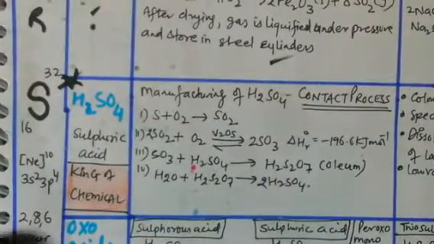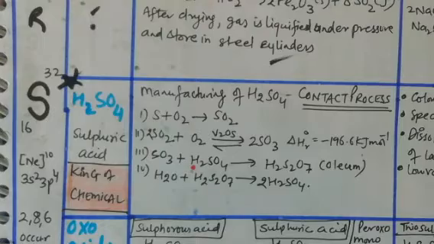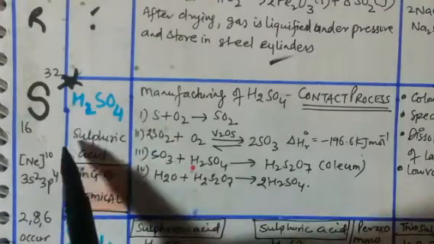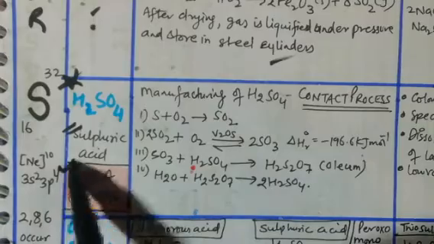Now dear students, the most important and third compound of sulfur is H2SO4, which is also known as the king of chemicals.